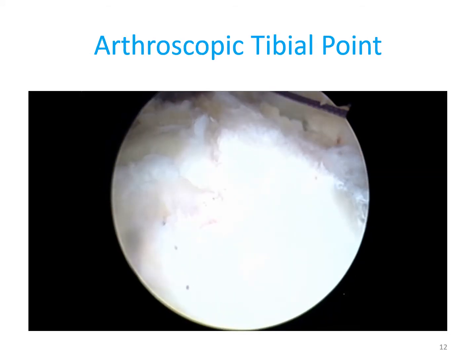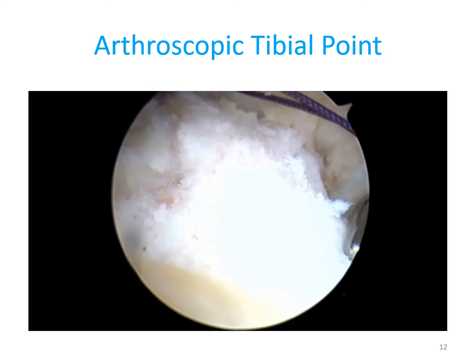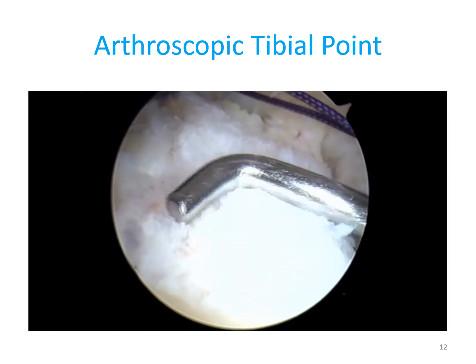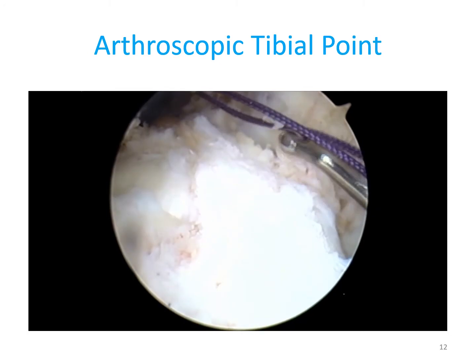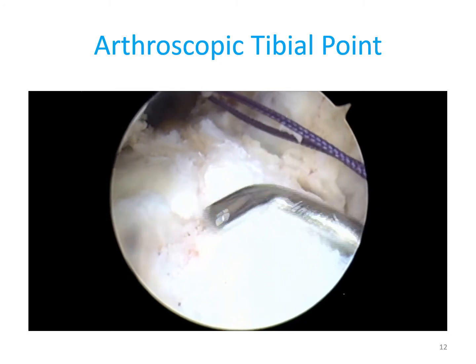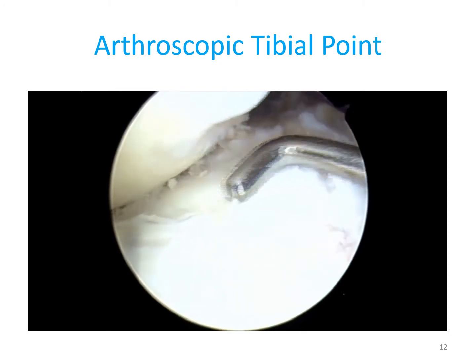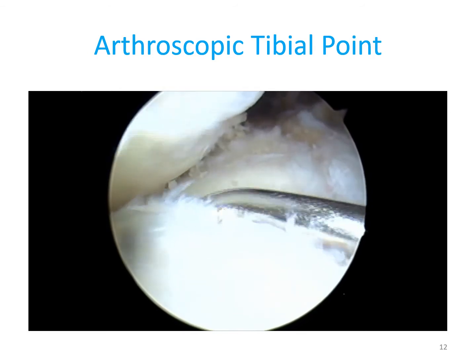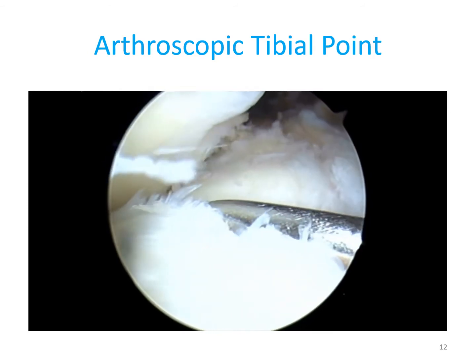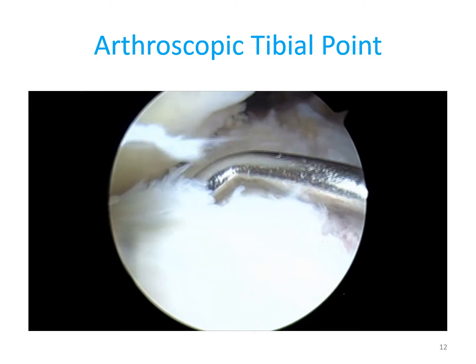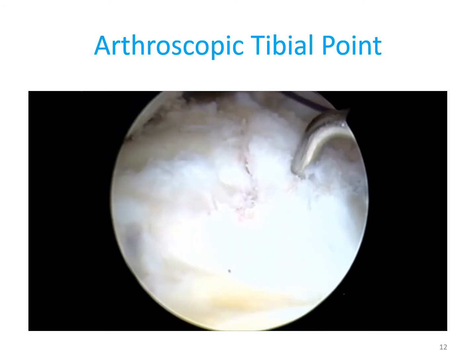Moving to the tibia, this whole large area extending so far anteriorly, almost to the anterior rim of the tibia, is the tibial footprint. Please do not remove it because you cannot have this collagen fill with your graft. This is the posterior edge of the anterior horn of the lateral meniscus.